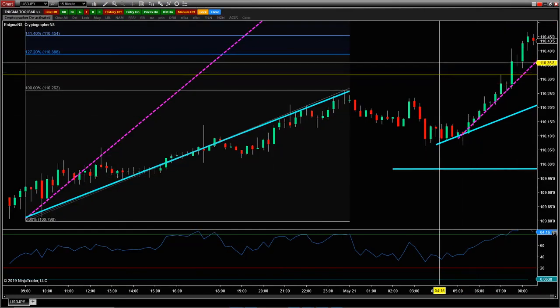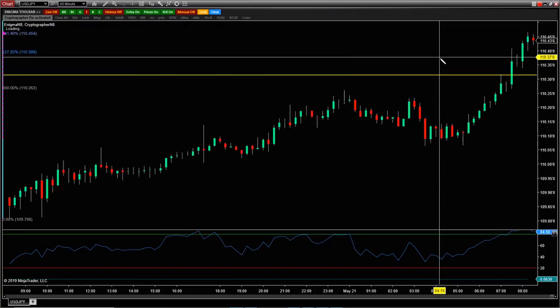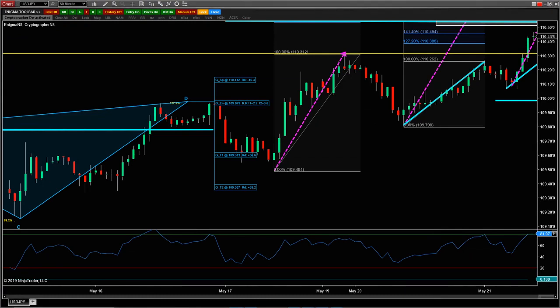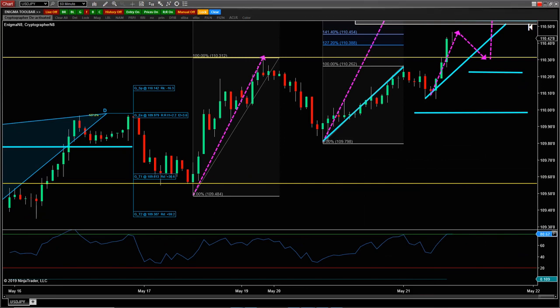Here's dollar yen on the 60. Excuse me. We got a nice strong close. All right, let's head over to, I want to do one of these pound pairs next. Let's go to pound yen. Let's go to pound dollar and see what's happening on pound dollar.